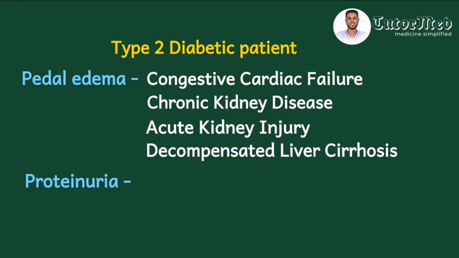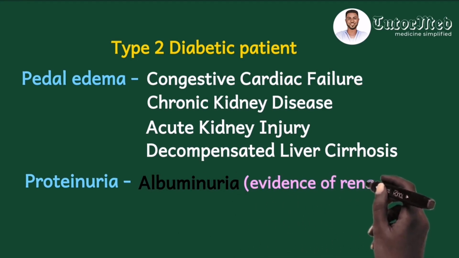Now, the urine dipstick we use during urinalysis is able to selectively detect albumin in urine, and so dipstick proteinuria is almost always albuminuria. And so once you find albuminuria, the most common cause of albuminuria is glomerular damage. And so albuminuria is an evidence of kidney damage. And so the pedal edema plus the proteinuria makes kidney pathology high on the list.